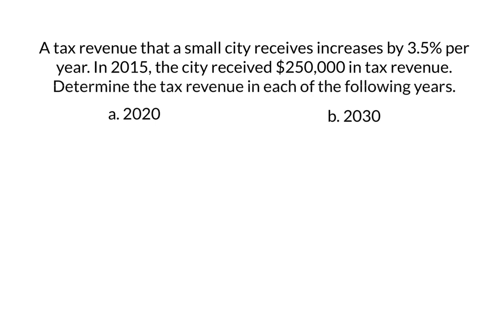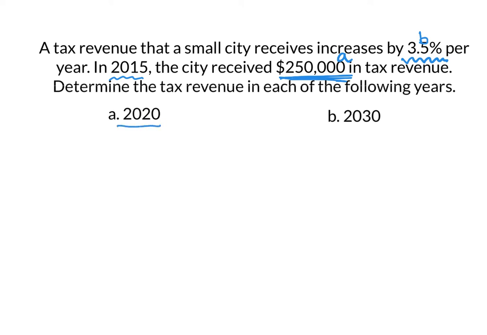All right, last question. This involves a percentage. So just a heads up, there's going to be a little trick to this one. So a tax revenue that a small city receives is increasing by 3.5% per year. So there's your growth rate. This is going to be B. In 2015, the city received 250,000. So this is like the starting amount if we were starting from this year. So there's my A. In tax revenue, determine the tax revenue in each of the following years.